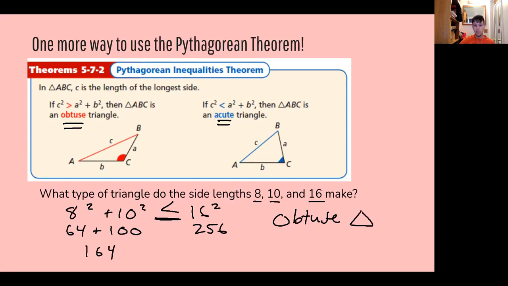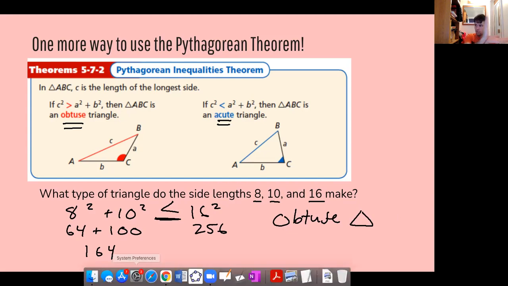Kind of a simple application. Remember, if it's just right, it makes a right angle. If it's too big, it opens up that hinge, makes an obtuse angle. And if it's too small, closes that right angle down, makes it an acute triangle. That's one way to think about it, one way to remember it.